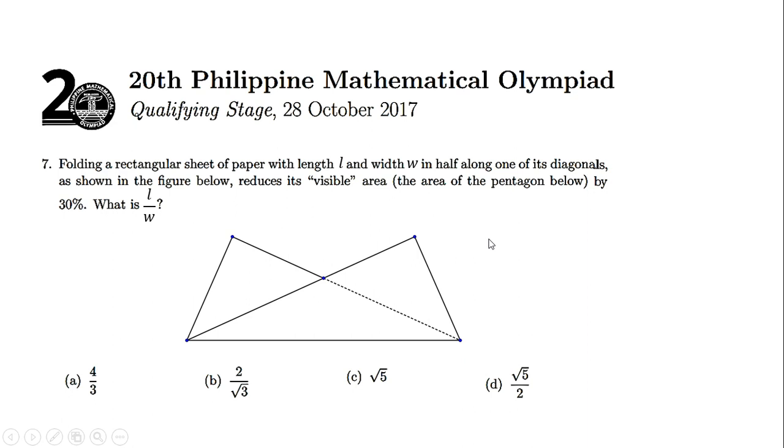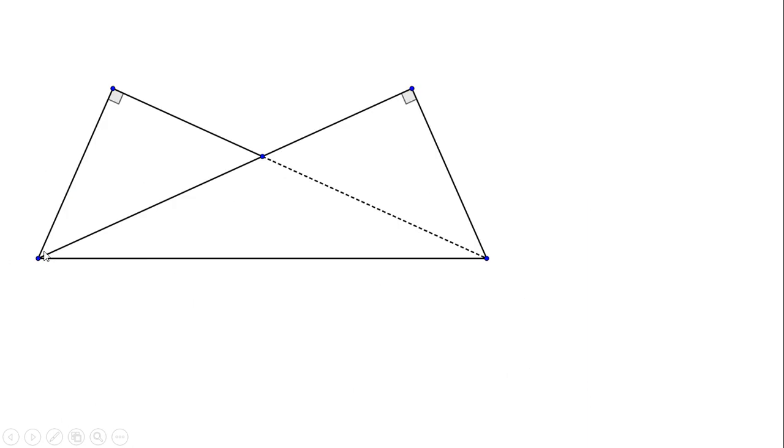Okay, my approach to this problem is to create an equation that relates the area of this folded piece of paper to its area before folding. So let's start by putting labels on the figure. Take note that this side is just the width of the rectangle, so we can denote this by W. Also, this segment is just the length of the rectangle, and so we can denote this one by L.